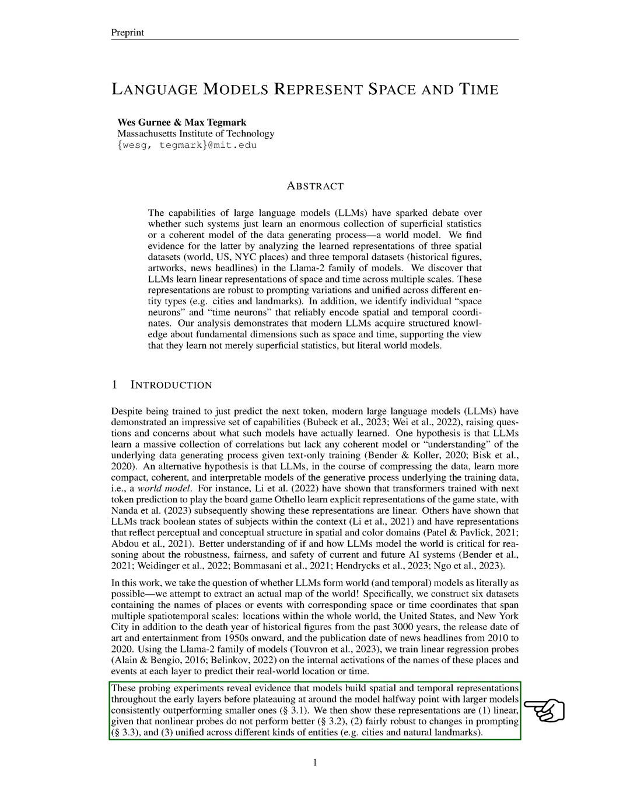Our experiments revealed that models build spatial and temporal representations throughout the early layers before plateauing at around the model halfway point, with larger models consistently outperforming smaller ones. We also found that these representations are linear, fairly robust to changes in prompting, and unified across different kinds of entities, such as cities and natural landmarks.